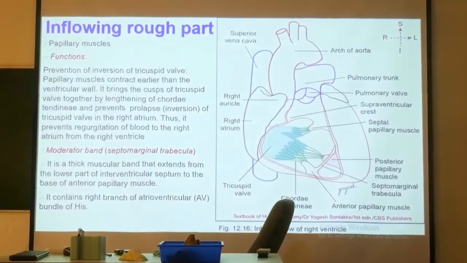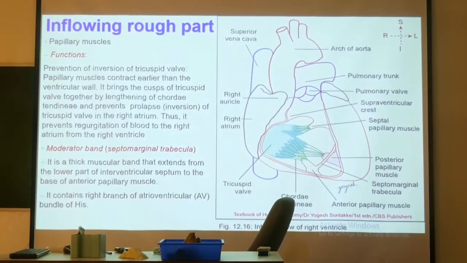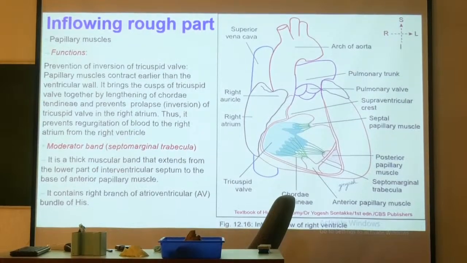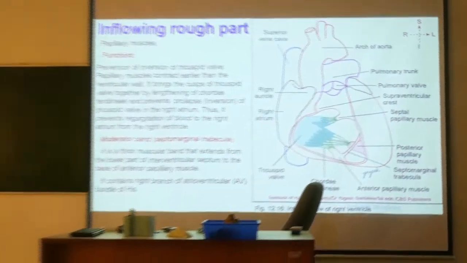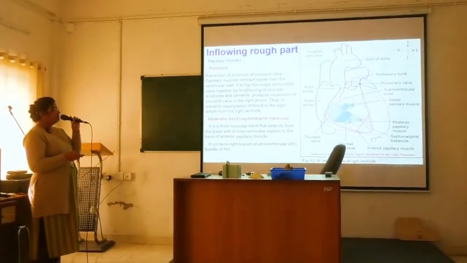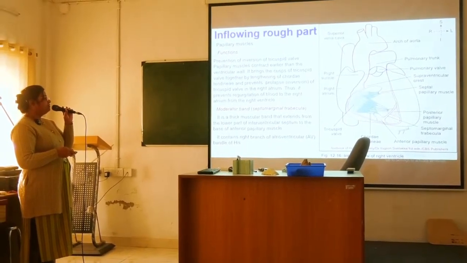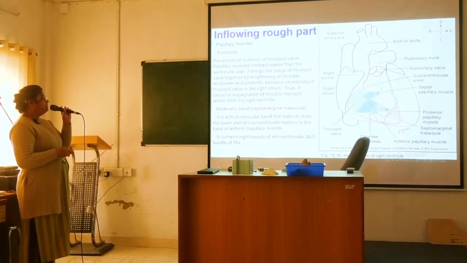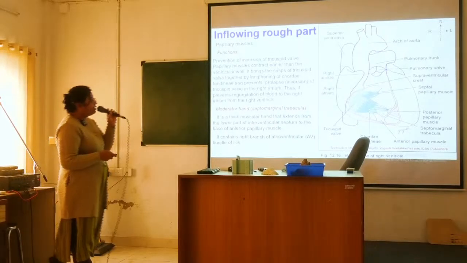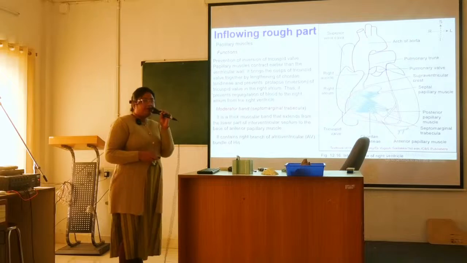Okay. Now moderator band or septomarginal trabeculae, it is a thick muscular band. Here is the thick muscular band extending from the lower part of the interventricular septum to the base of the anterior papillary muscle. This is the extent. Extent is asked sometimes. It contains the right branch of the atrioventricular bundle of His. Okay, this is a part of conductive system of the heart, bundle of His.